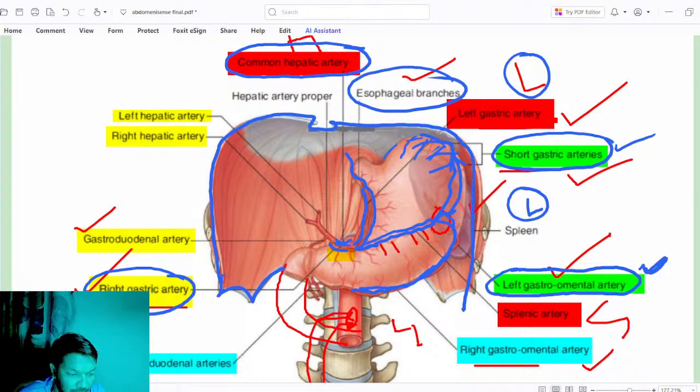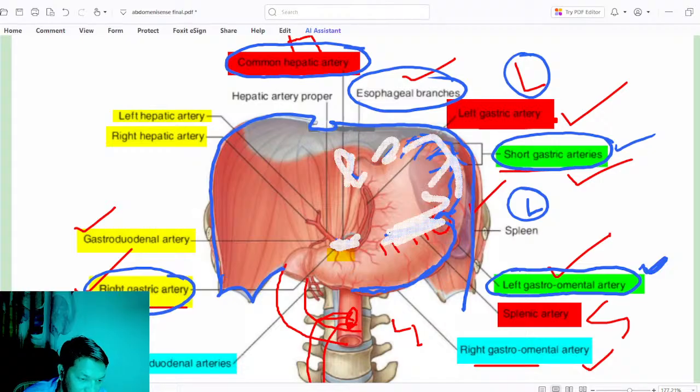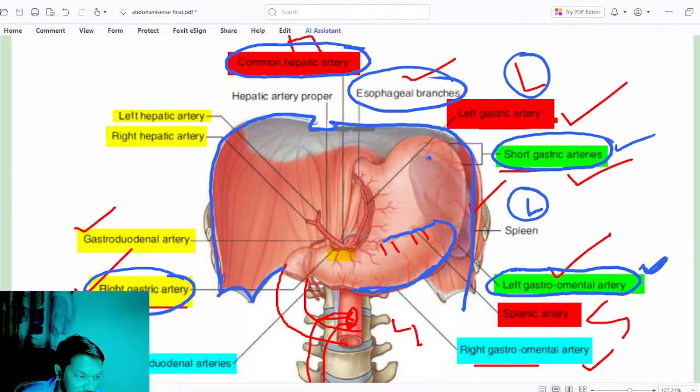And this right gastric artery also gives supply to the lesser curvature. We have seen the left gastric artery giving supply there. So the right and left gastric arteries both give supply mainly to the lesser curvature, and they make an anastomosis. See, this left gastric artery going up, one branch going up, one branch coming down, waiting to meet this right gastric artery.